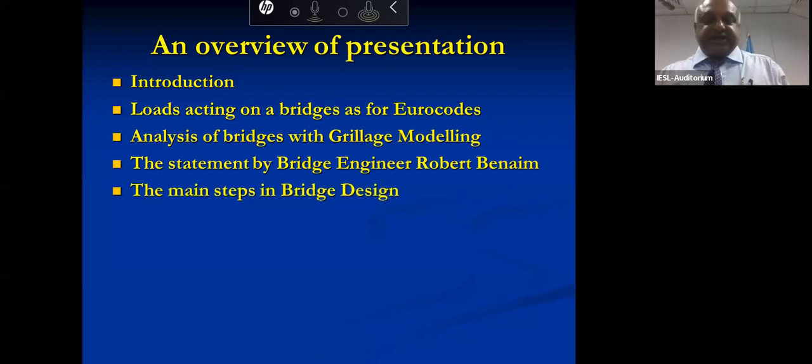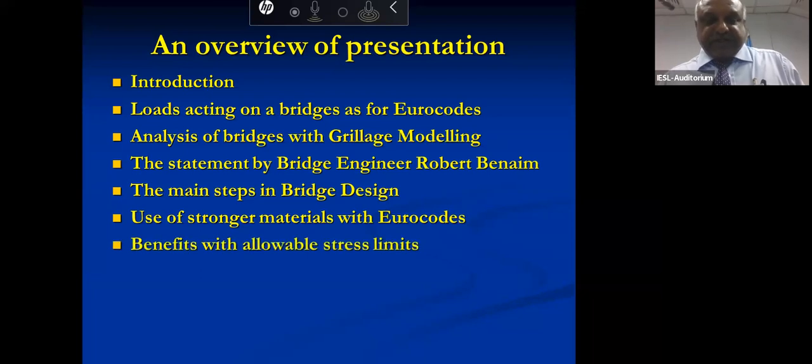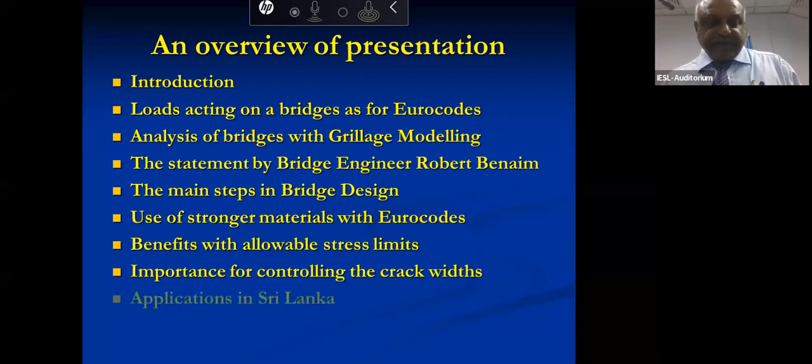And the main steps in bridge design, and the use of stronger materials with Eurocodes. That is the main theme that I want to address, but most of the earlier information would be background information. And the benefits with allowable stress limits: with stronger materials, we get a bigger range for stresses. With pre-stressed concrete, you can optimize a lot because the stress range is more. And the importance of control of crack widths and how to do it, and some applications in Sri Lanka with Eurocodes, and conclusions.